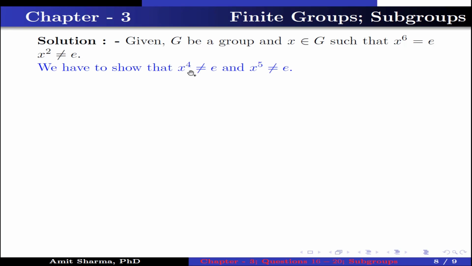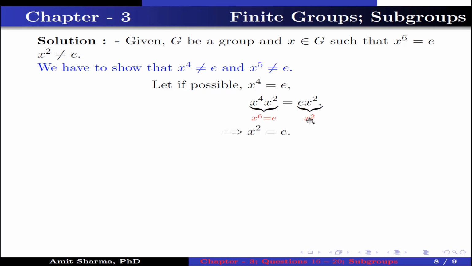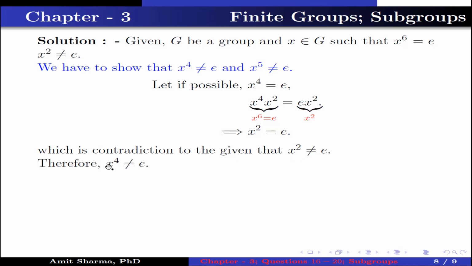Now, we have to show that x to the power 4 is not equal to identity and x to the power 5 is not equal to identity. Let, if possible, x to the power 4 is equal to identity. Now, multiply x square on both sides, we get x to the power 4 into x square is equal to e into x square. This is x to the power 6, which is identity, and this is x square. This implies x square is equal to identity, which is a contradiction to the given that x square is not equal to identity. Therefore, x to the power 4 is not equal to identity.